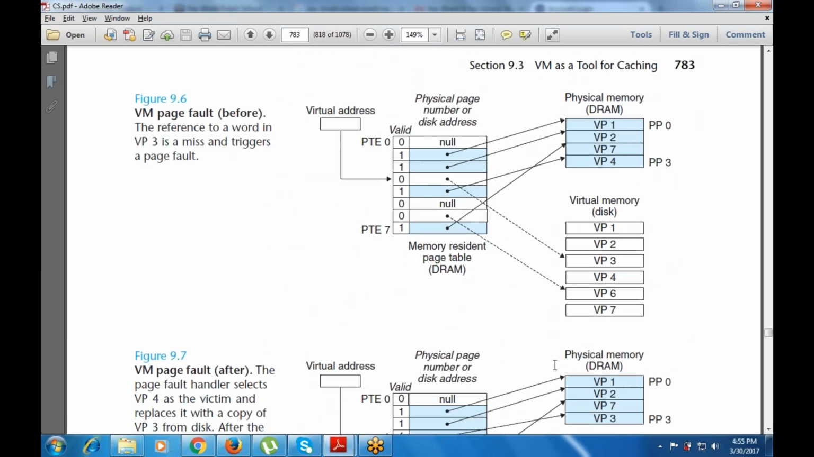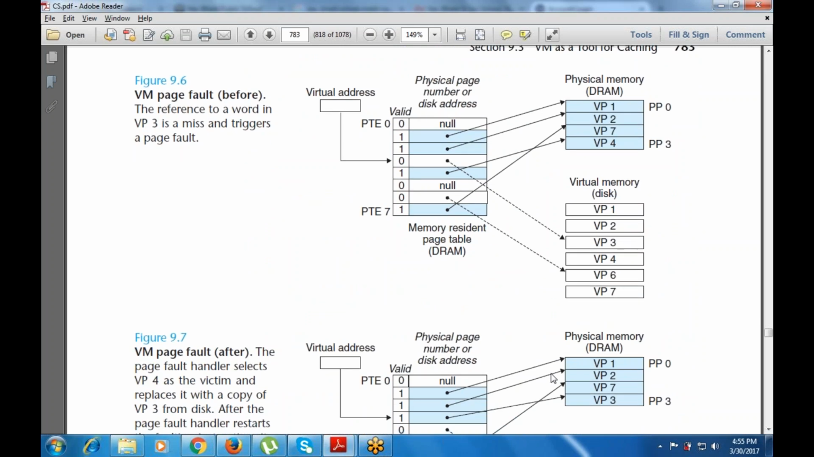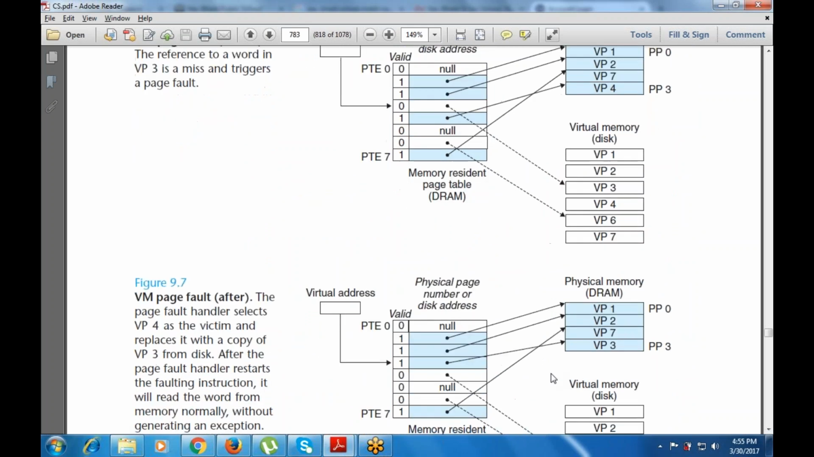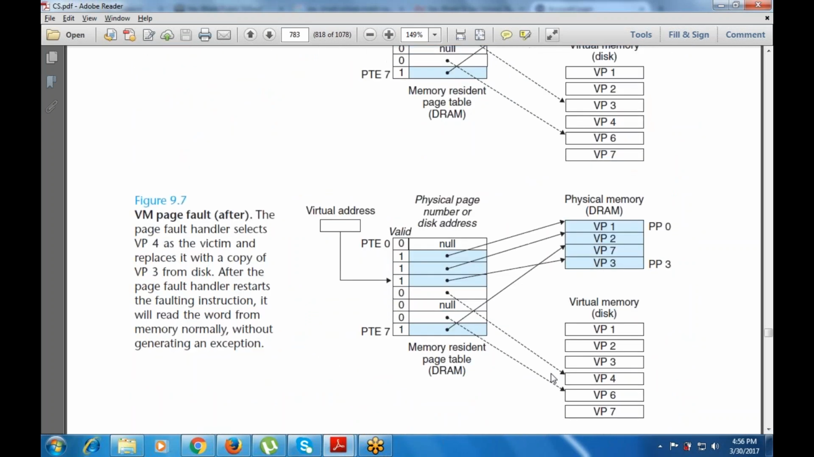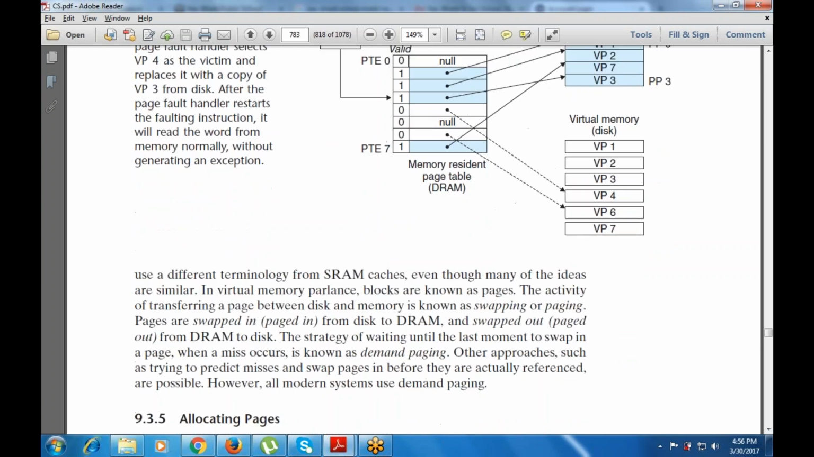Then the physical page number or the disk address, physical memory, main memory, memory resident page table, virtual memory. This is also known as swapping or paging.